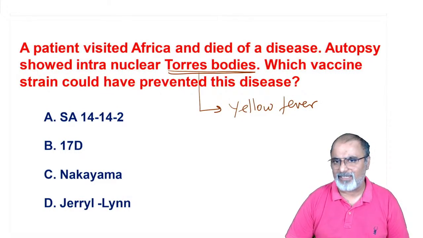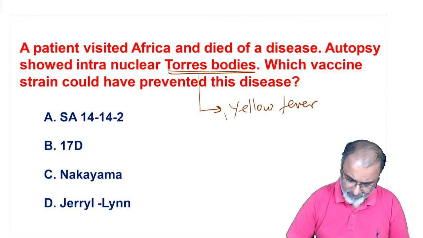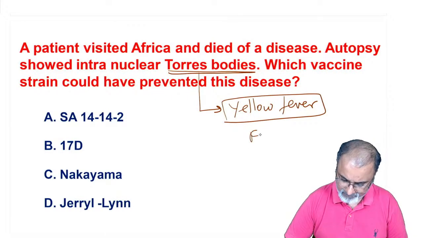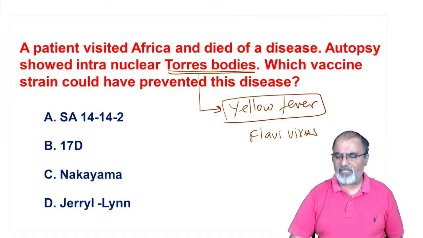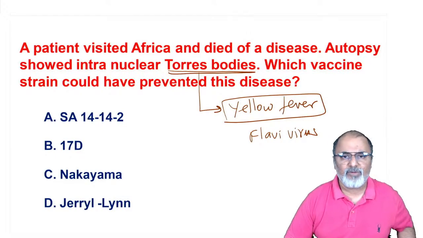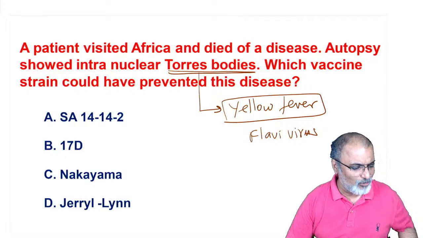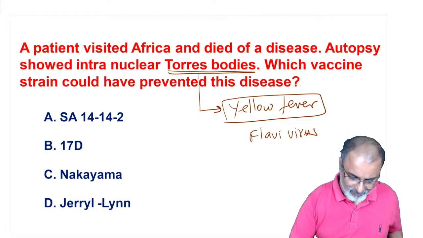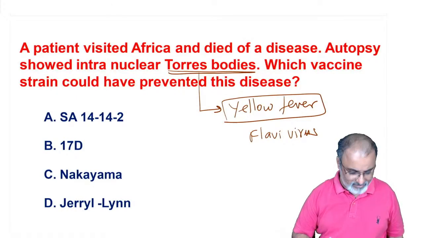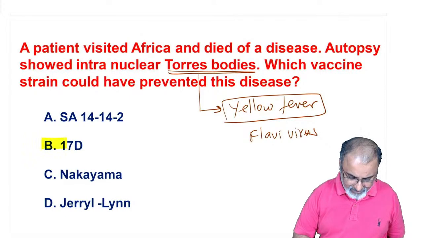Okay, it is not in India. Yellow fever is not reported from India. It's a flaviviral disease. Okay, what is the vaccine strain? Vaccine strain for yellow fever virus is 17D. Important, you should know about all vaccine strains.